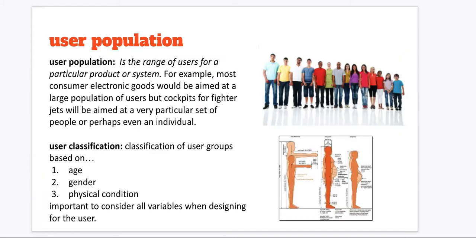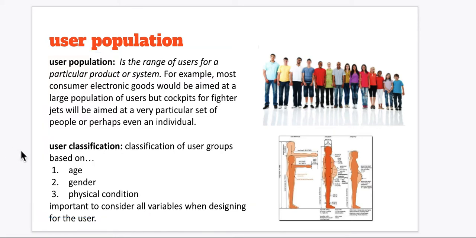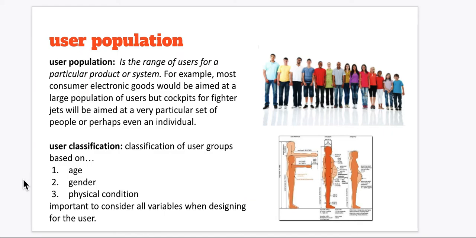Okay, so one thing is user population. This is the range of users that can be used for a particular product. For example, electronic goods are aimed at a large population, versus cockpits for fighter jets, which are aimed at a very particular population. And again, this is different than markets, because markets are more about marketing, while users are about usage. So that's one of the biggest differences.